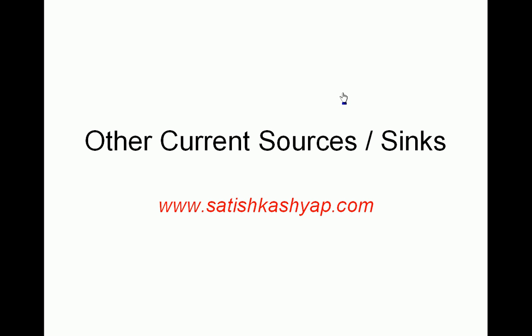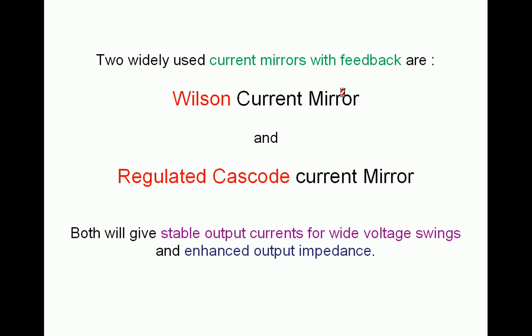Today we'll discuss other types of current mirrors or sinks. Two most important current mirrors with feedback are one is the Wilson current mirror, the other is the regulated cascode current mirror. Both have negative feedback included in these circuits so that they give stable output currents for wide voltage swings and enhanced output impedance.